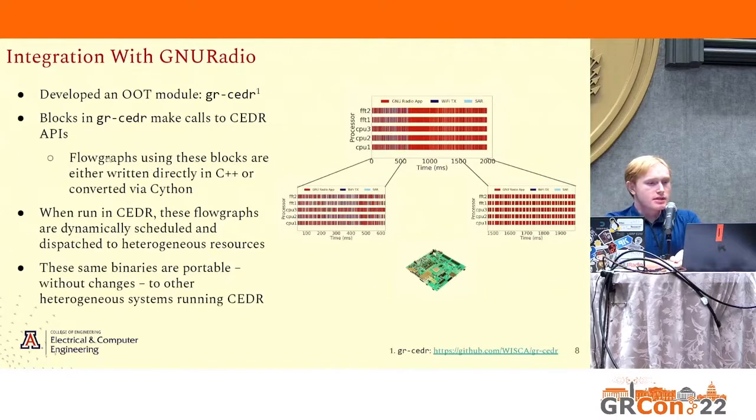And so these blocks can, of course, be used either directly in C++ GNURadio applications, or you can use them in flow graphs and convert to C++ with Python. And then when you run these flow graphs in CEDR, they have the effect of being dynamically scheduled and dispatched to any of the heterogeneous resources that you have available. And so we think that's a pretty powerful capability.